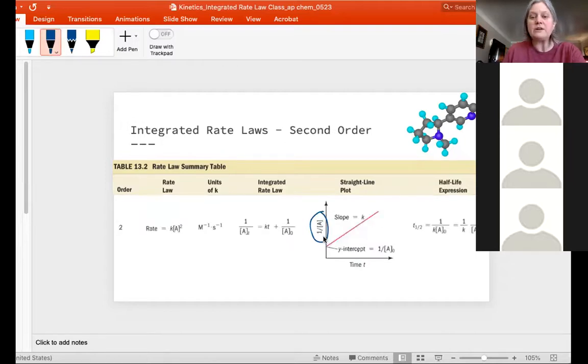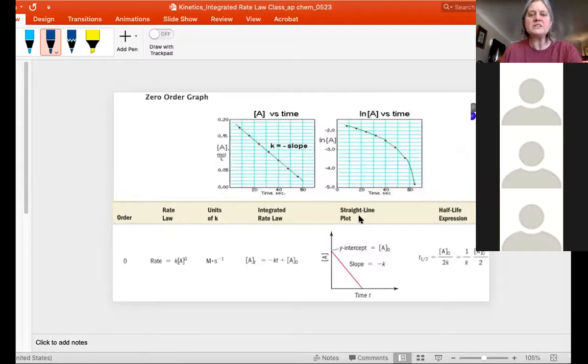Negative k always ends up being the slope. Is that true? Oh no. See, this is a positive k here. So there'd be all sorts of weird little things to worry about, but you're going to have these in your notes. Oh, and let me just show you really quick.